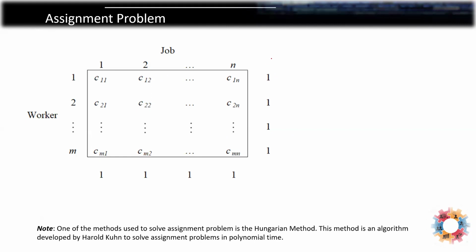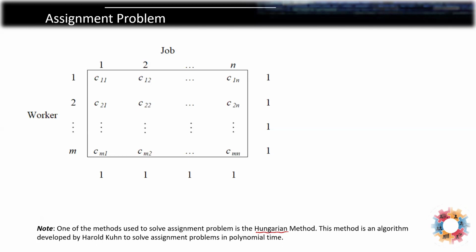In a sense, if we think of this as our demand and supply, this is your demand and this is your supply. So the total supply is one, while the total demand is also equal to one for a particular job and for a particular worker, respectively.